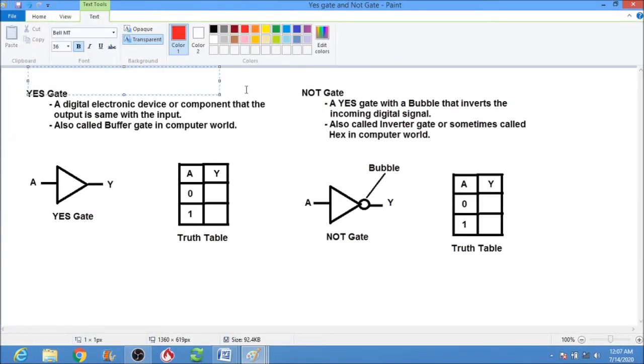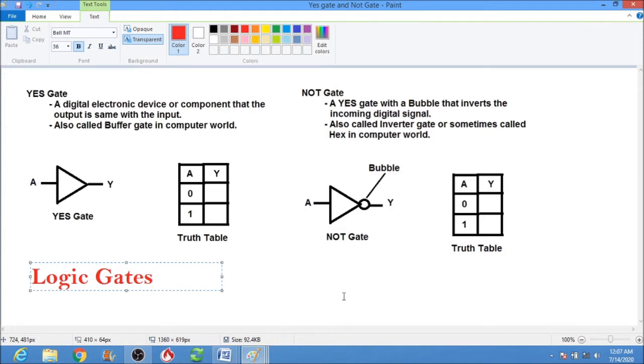We have the topic logic circuits. Logic circuits are the basic building blocks of our computer. Logic gates are the basic building blocks in a computer world, the electronic circuits for the computer.